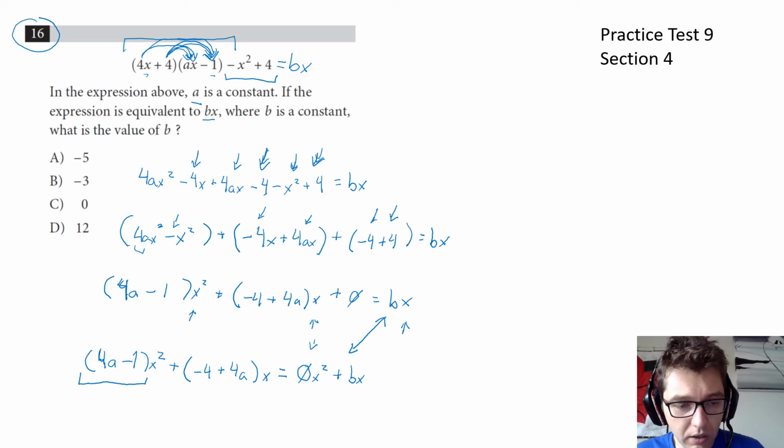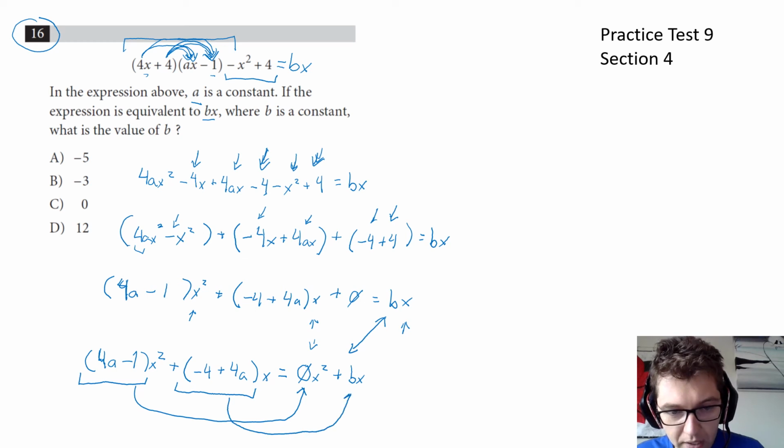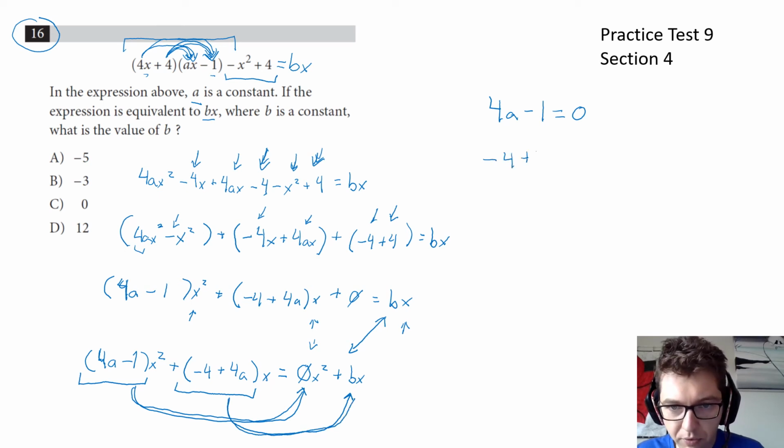So we can set this 4a minus 1 equal to this 0, right? Because that's what's being multiplied by the x squared. And we can set this negative 4 plus 4a equal to b, right? It's what's being multiplied by x. Let's set that up here. We have the first one, 4a minus 1 is equal to 0. That's just what I showed right here. And then we have this one, negative 4 plus 4a is equal to b.